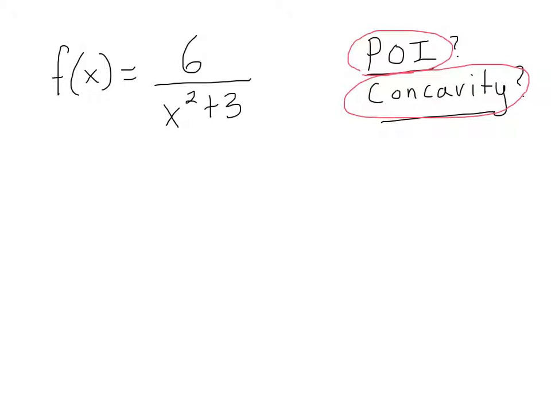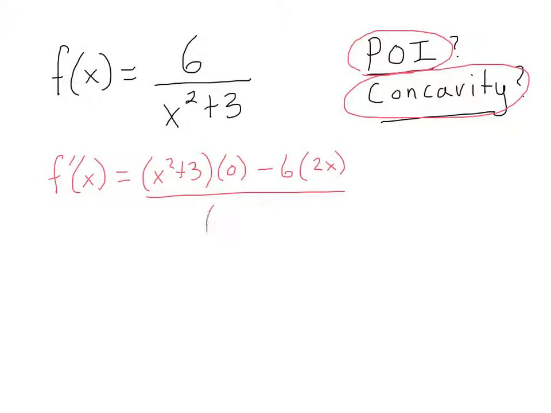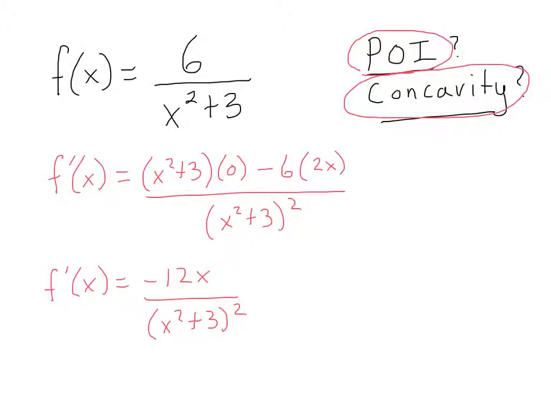second derivative. So the first derivative is f prime of x equals the bottom times the derivative of the top, which is 0, minus the top times the derivative of the bottom, which is just 2x, all over the bottom squared. Okay, now let's simplify that before we take the derivative for the second derivative. I've got f prime of x equals negative 12x over (x squared plus 3) to the second power. So there's our first derivative.